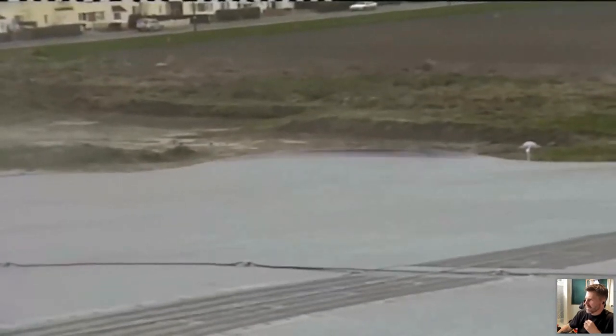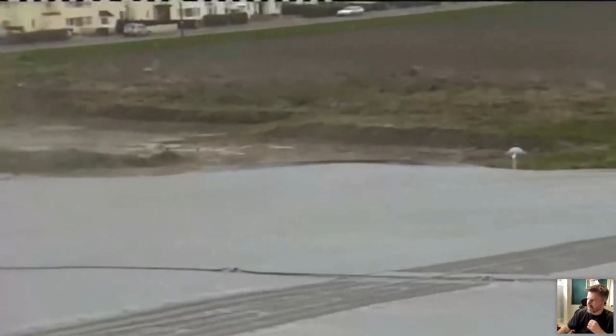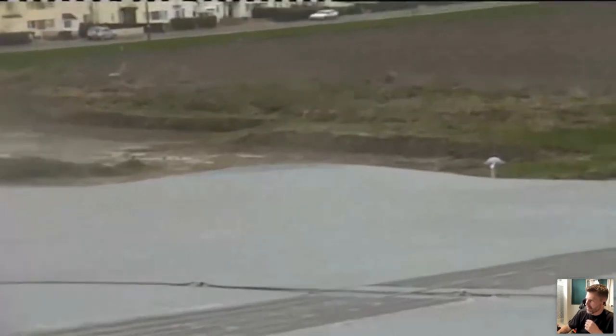So yeah, that kind of gives you the idea. You can see the laps of the single ply starting to open up there, and obviously eventually the wind's going to get underneath there, and this roof will end up probably in the car park.